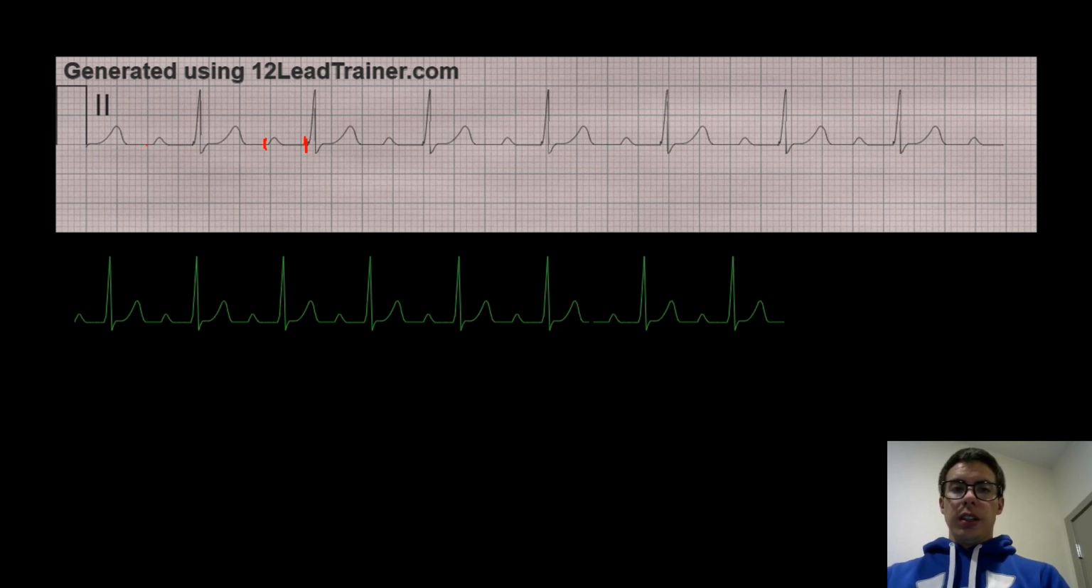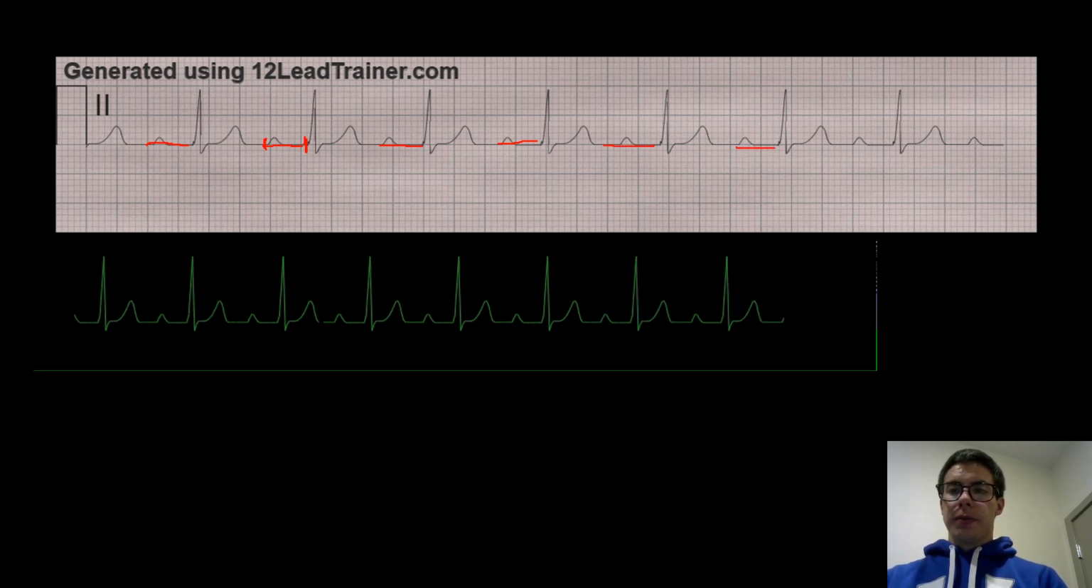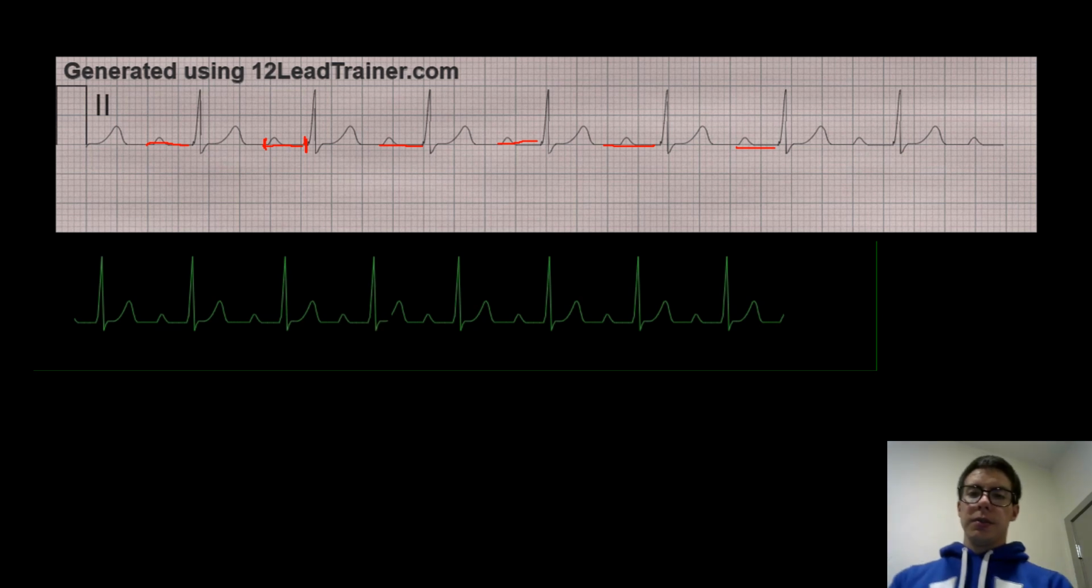So we check each one and we want them to be the same, because if they're not, then that's going to be something else. So it is consistent the whole way across the rhythm. Down there's the dynamic version of that. So since they're all consistent and it's greater than 0.20 seconds, we can call this a normal sinus rhythm with a first degree AV block.